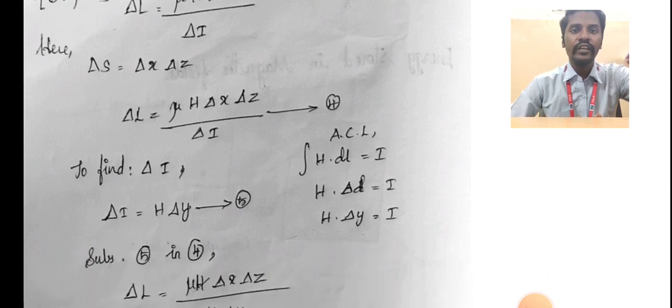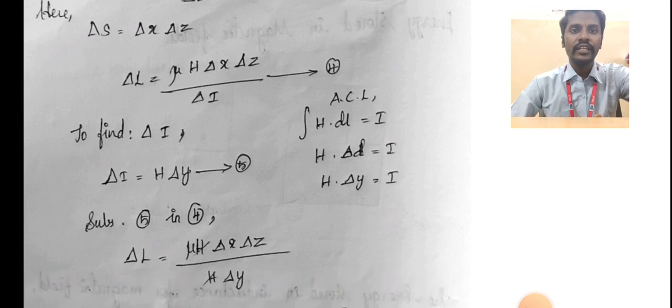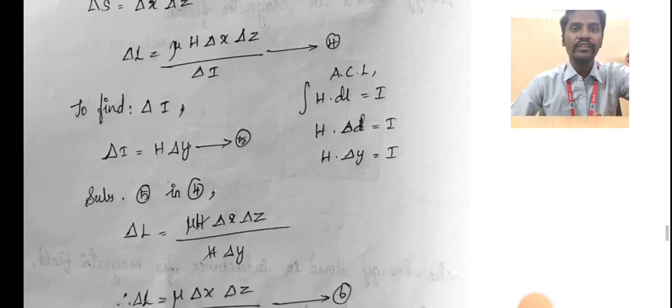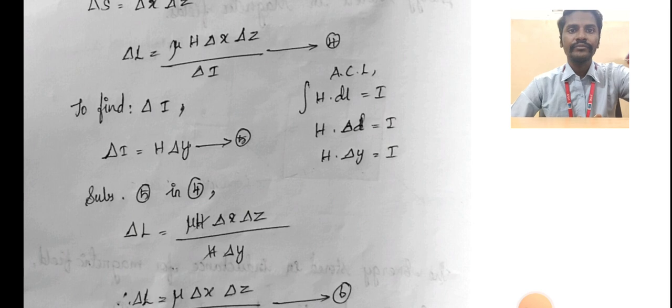Next our aim is to find the value of del I. As we know by Ampere's circuital law, the line integral of H dot dl is equal to I. Instead of dl I can replace it by del L, so H dot del L is equal to I. Here it is lying along the y direction, therefore H dot del y is equal to I. So from that I can write equation number 5: del I is equal to H into del y. So now we have got the value for del I.